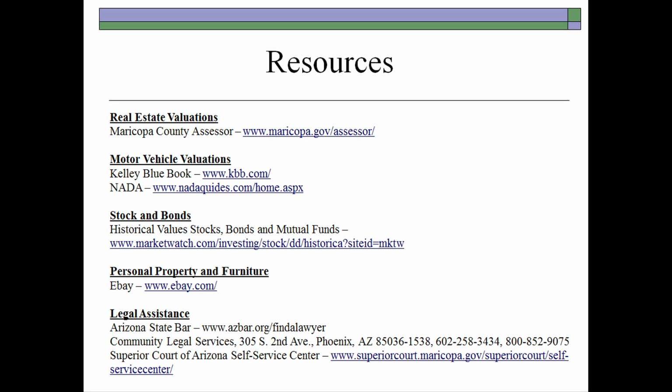If you have further need to find information, here's a list of resources of different websites that you can go to find information on how to help you finish and complete an annual accounting.